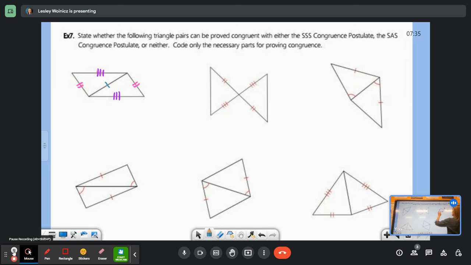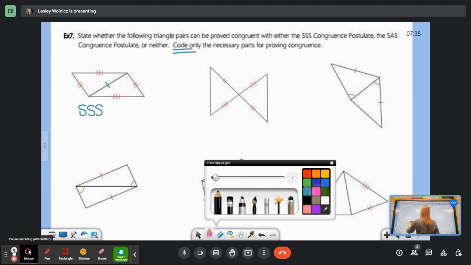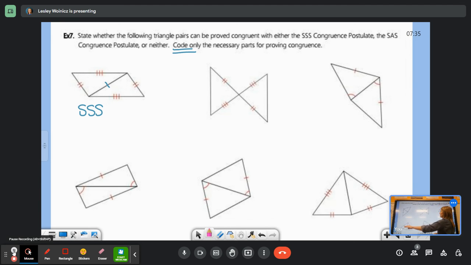So this is my code right there. That's the code. And then I say side, side, side. And I'm done. That's all I have to write. So I did the code and the side, and that's all I have to write. Let me erase these other marks because I didn't need to write those. All right, next, we're going to go across.